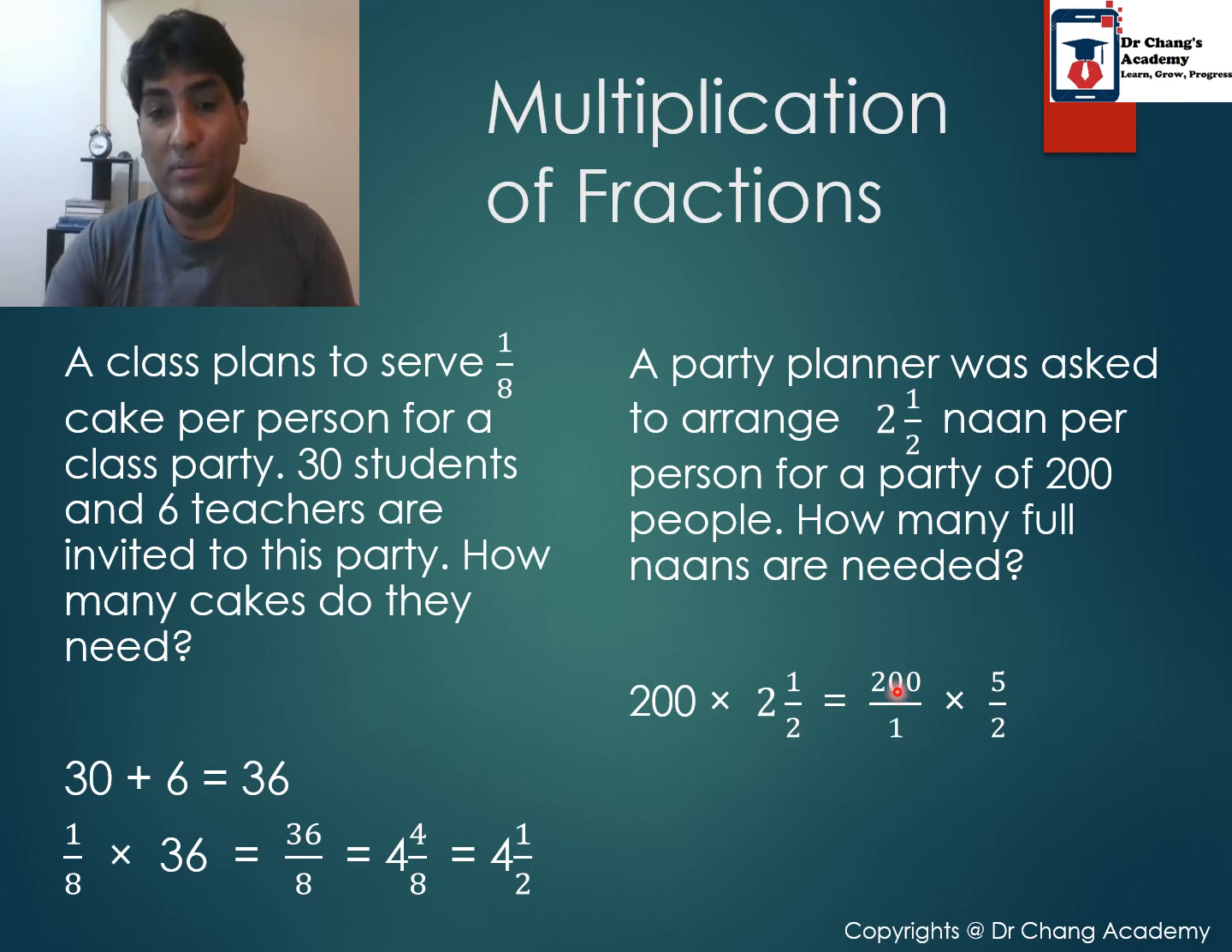So procedurally, we solve 200. We can write 200 over 1 multiplied by, and this is changed into an improper fraction, 5 halves, 5 over 2. 200 times 5 is 1000, and 2 times 1 is 2, and it is equal to 500. So they need 500 naans to serve 200 people 2.5 naans each. Okay, so this is how we use multiplication of fractions in our daily life. These are just two examples.